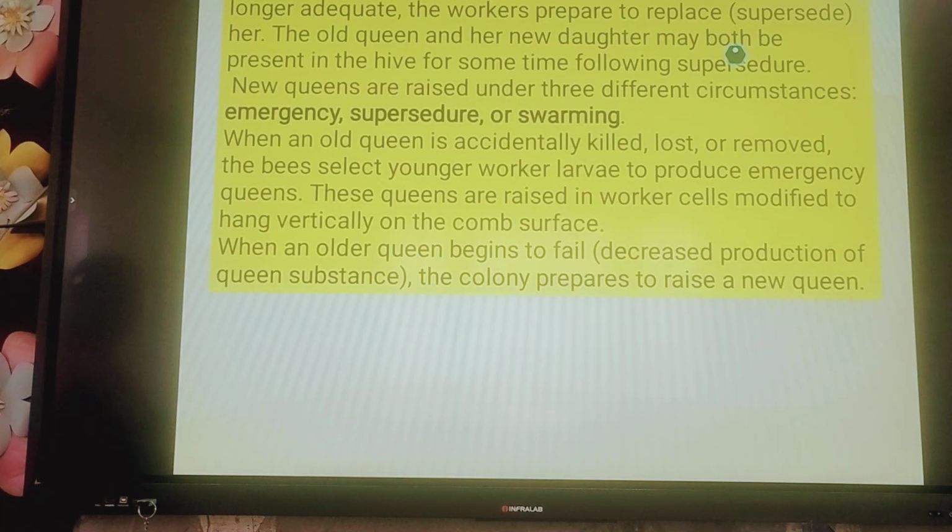So there is a term supersedure or swarming or emergency. So what are these terms? New queens are raised under different conditions, or emergency. So when an old queen is accidentally killed, or infected, or lost, or removed, then the bees select younger worker larvae to produce emergency queens. So these queens are raised in modified worker cells, hang vertically on the comb surface, and they are fed on the royal jelly.